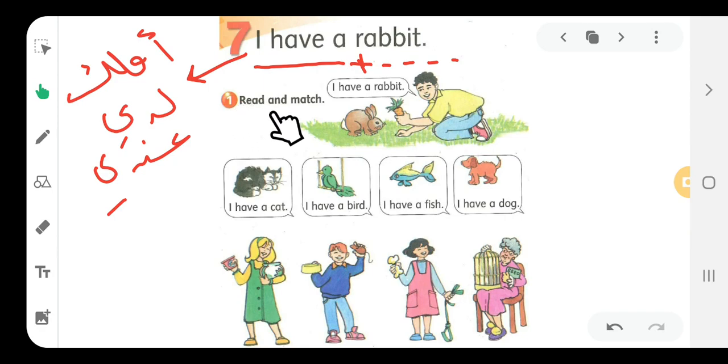Exercise 1. Read and match. Who's this? Yes. He is Andy. Who's this? Yes. She is Meg. Excellent. Meg. He is Tom. Yes. She is, and she is grandmother, or Andy's grandmother. Alright?